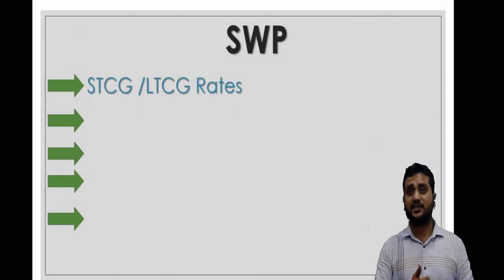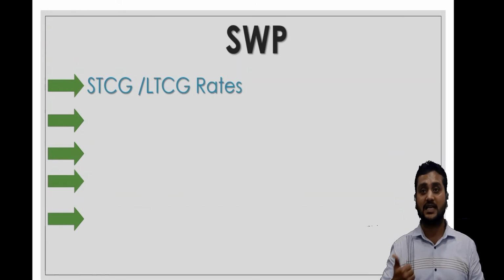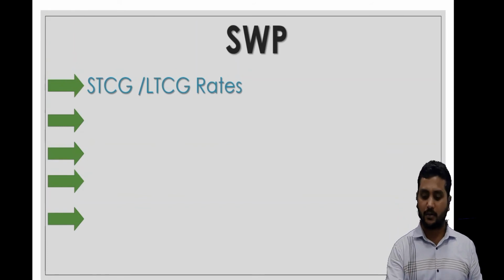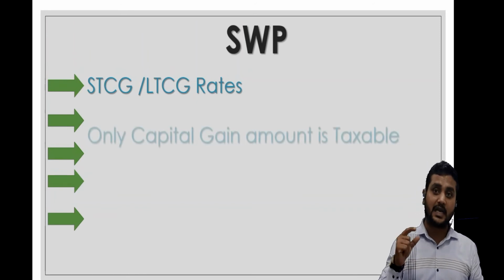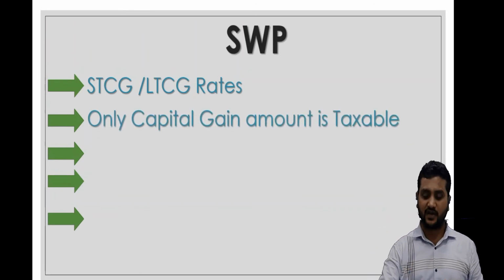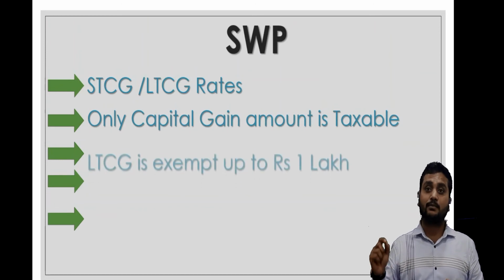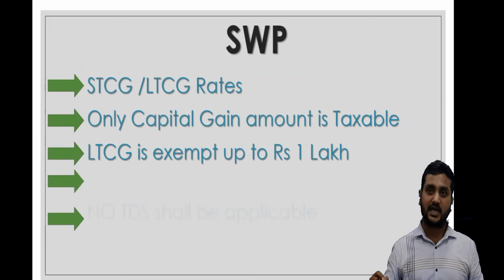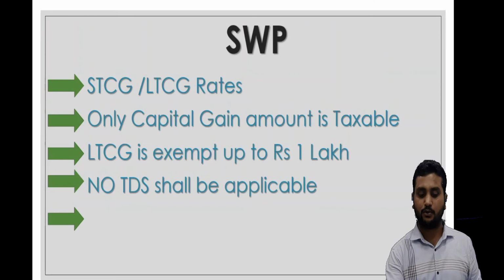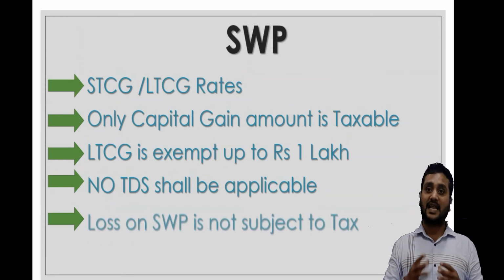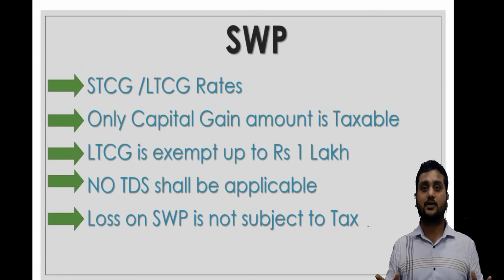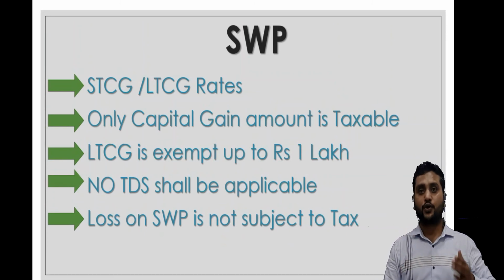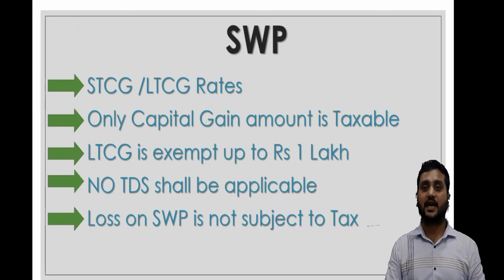The most important features and benefits one can avail in SWP are the short-term and long-term capital gain rates. Only the capital gain amount is taxable and not the whole amount which we are receiving. LTCG is exempt up to 1 lakh for each year. Every year you get up to 1 lakh tax exemption. There is no TDS applicable in SWP. Also, a loss, if any, on SWP is not subject to taxation. So here we have understood with various examples that SWP is a better choice than the dividend option. Hopefully you take advantage of this and invest correctly.